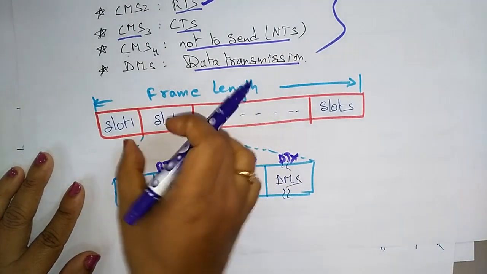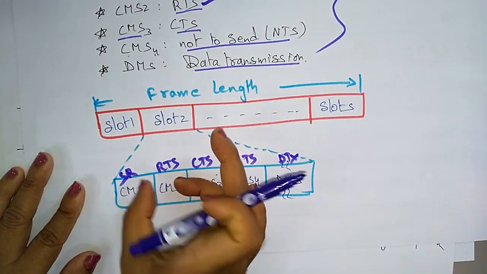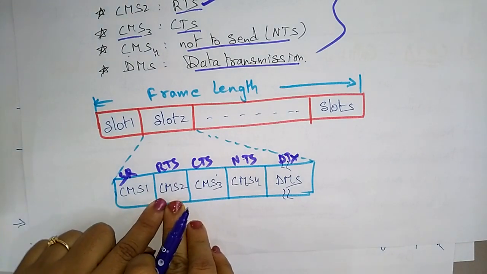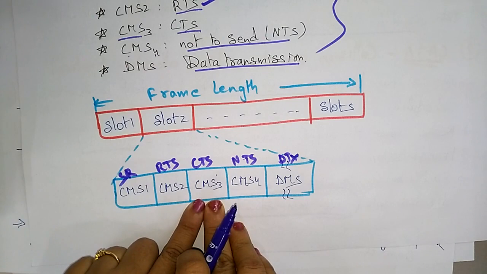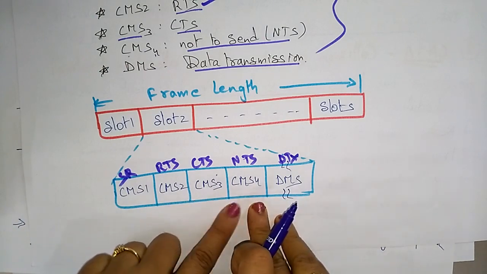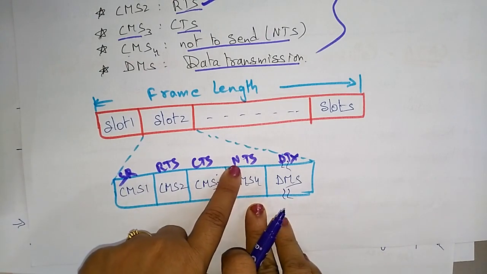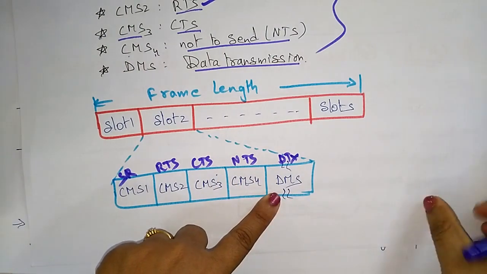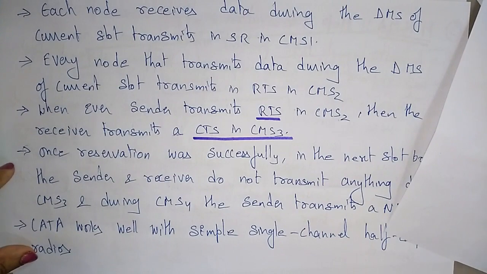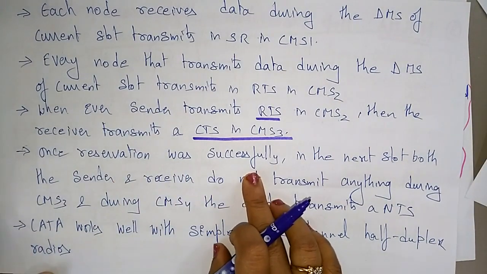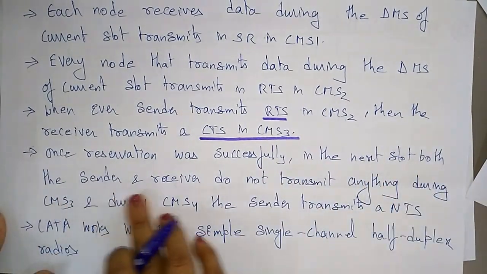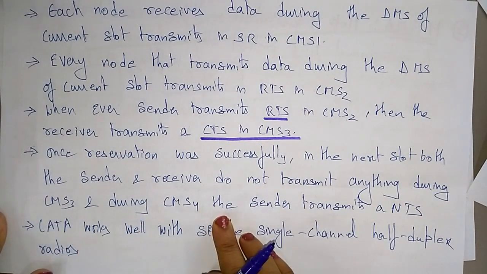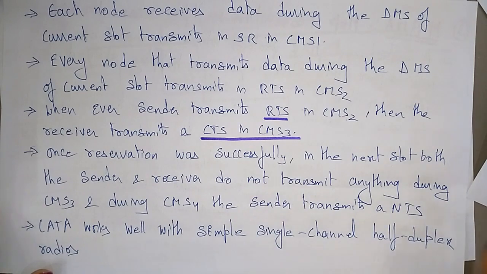So everything will be done in a single slot. In a single slot, first it asks for slot reservation. Next it asks for request to send. In the same slot we will get the confirmation. If you don't want to, you just send the not to send, and finally the data has to be transmitted. So that is explained here. Once the reservation is successful, in the next slot both the sender and receiver do not transmit anything during CMS3, and during CMS4 the sender transmits a no transmission.